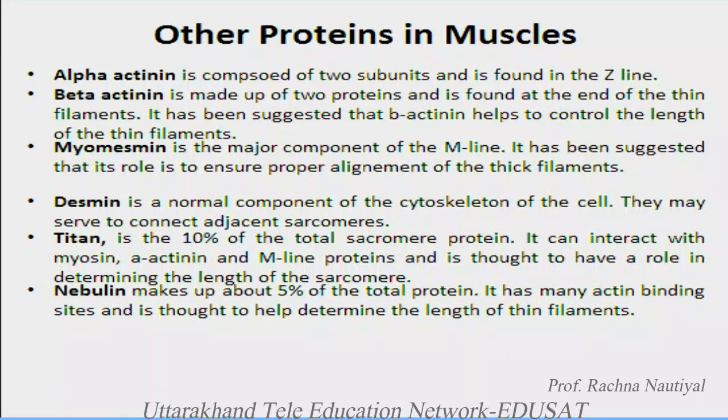Then last, nebulin makes up about 5% of the total protein. It has many actin binding sites and is thought to determine the length of the thin filaments. It is important just because it has many actin binding sites.